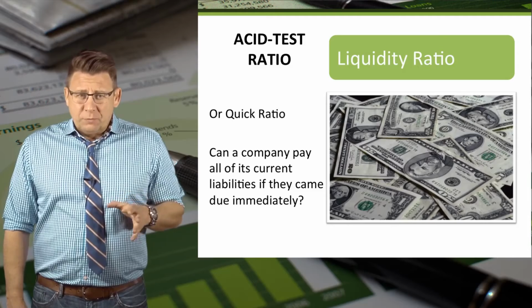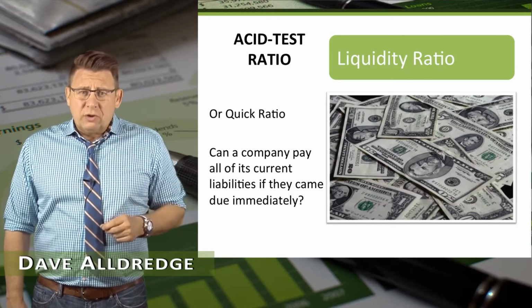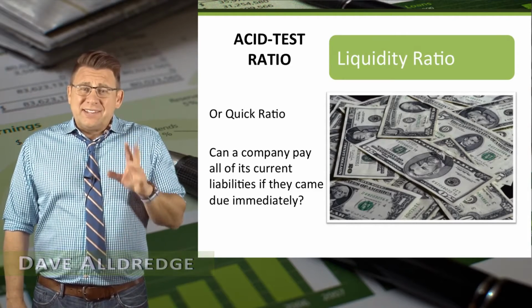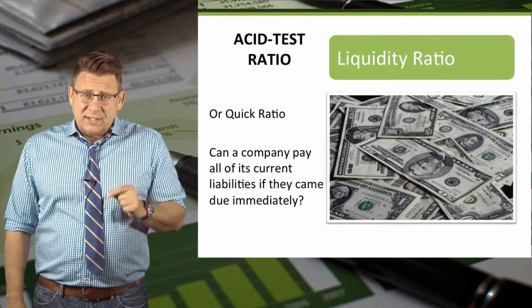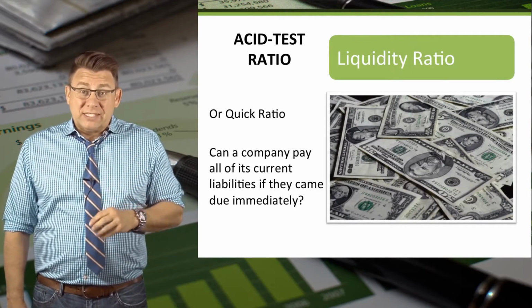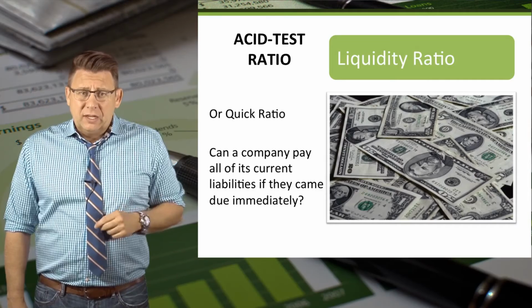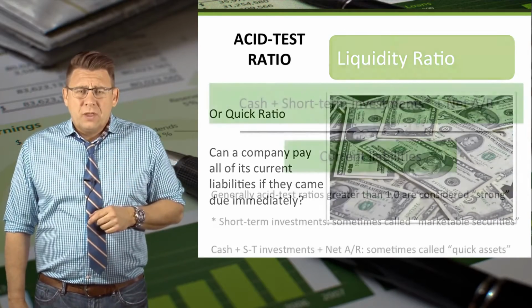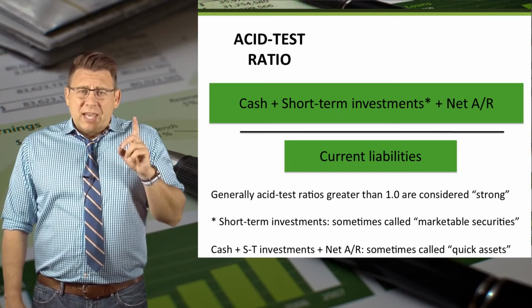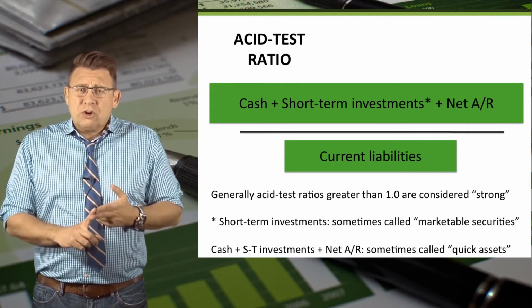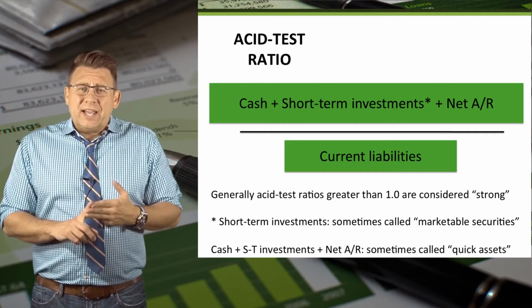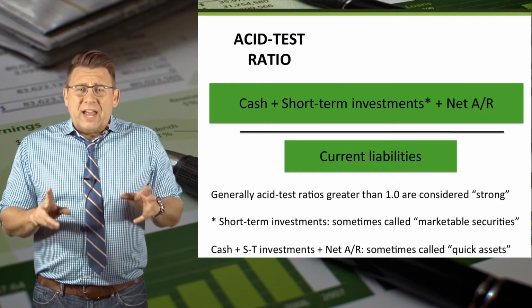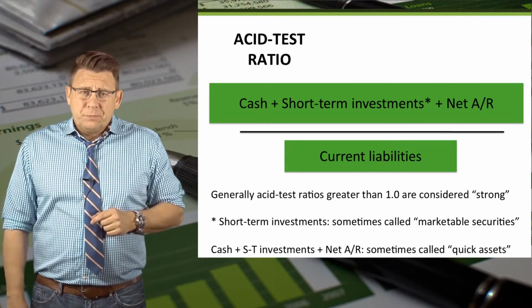The acid test ratio, which is sometimes called the quick ratio, tells us whether an entity could pass the acid test of paying off its current liabilities if they all came due immediately. The acid test ratio is a measure of liquidity. The formula is cash plus short-term investments plus net accounts receivable divided by current liabilities.